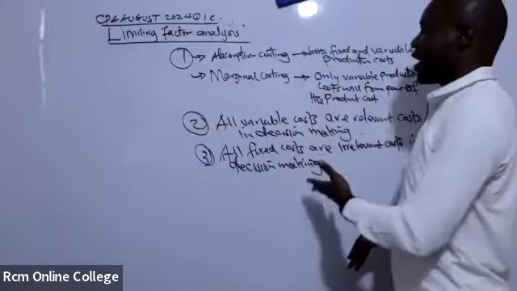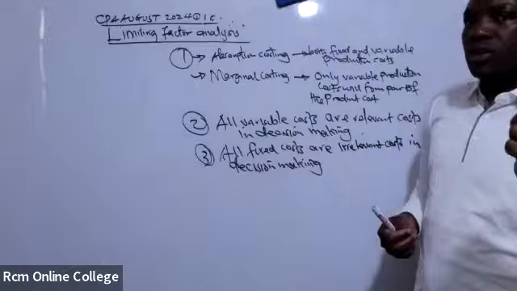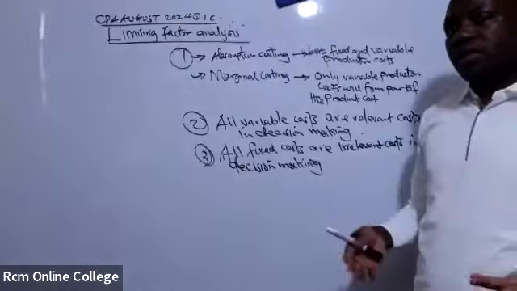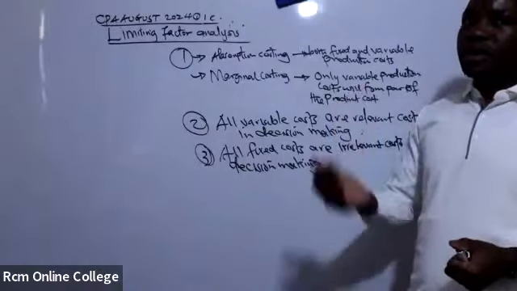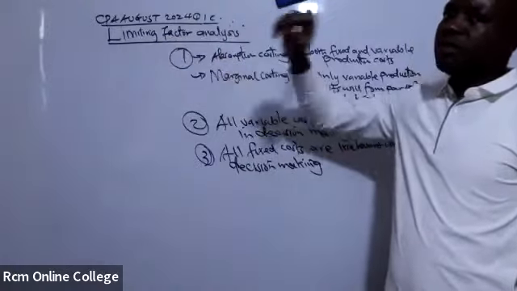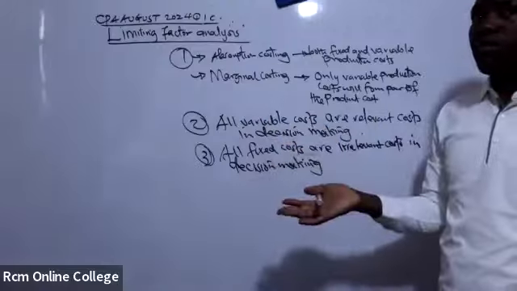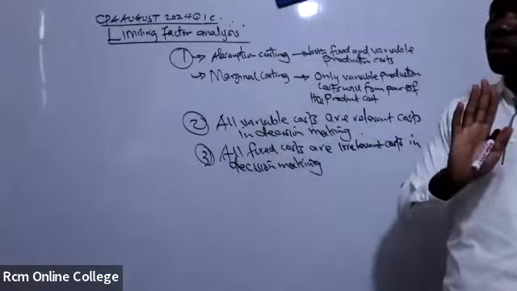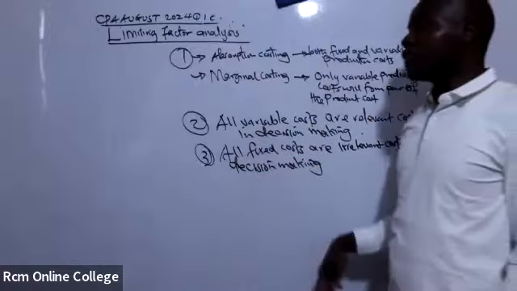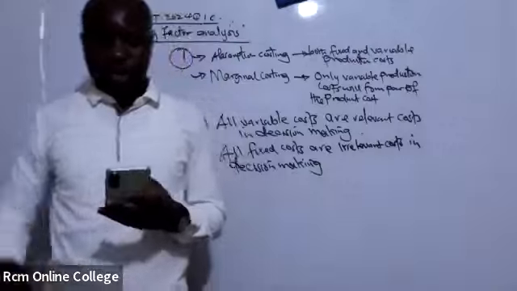All fixed costs are irrelevant costs in decision making, whether the company is looking at fixed production costs or fixed non-production costs. That is why, as we apply the concept of limiting factor analysis, fixed cost comes at the very last point after making a decision. We will make our decision based on the variable cost. Once we are done with the decision making, that is when we bring in the fixed cost to get the final output. So let's proceed and see what is given there.